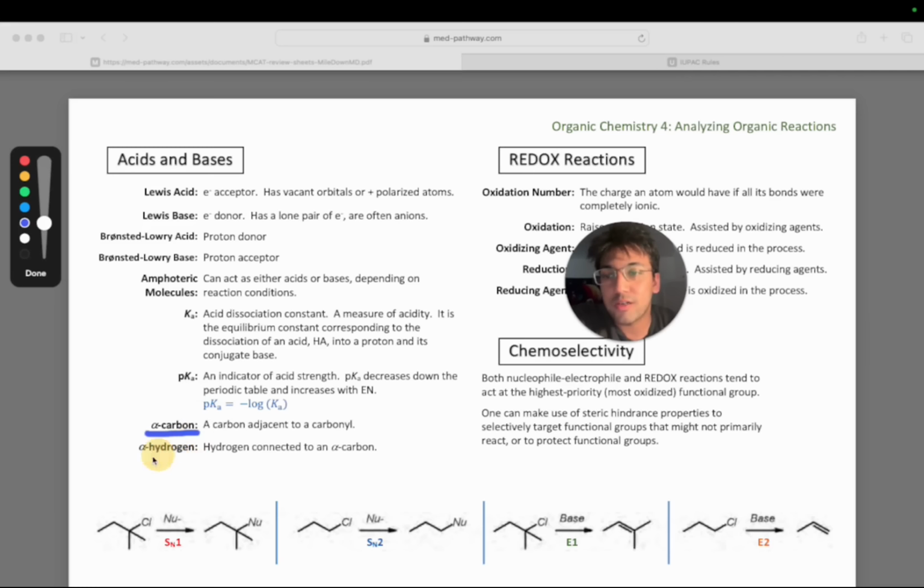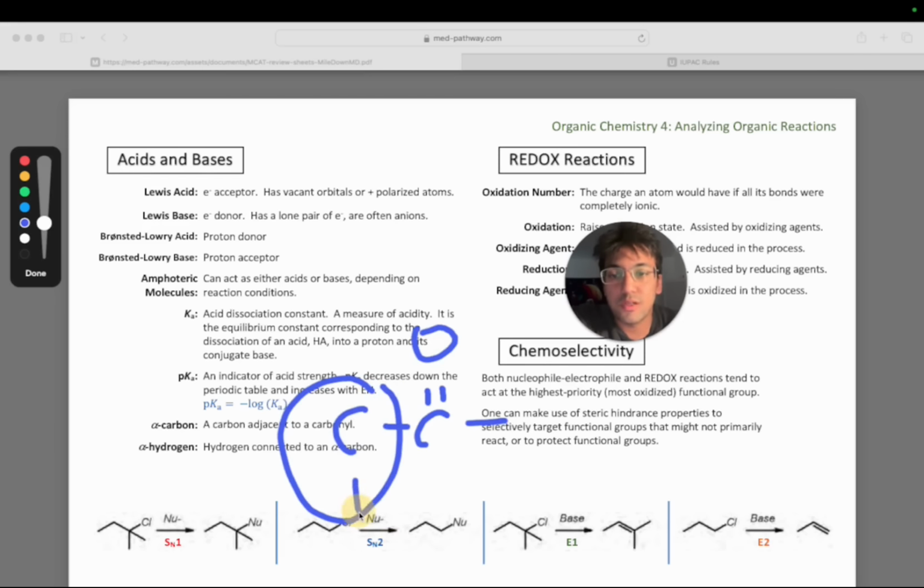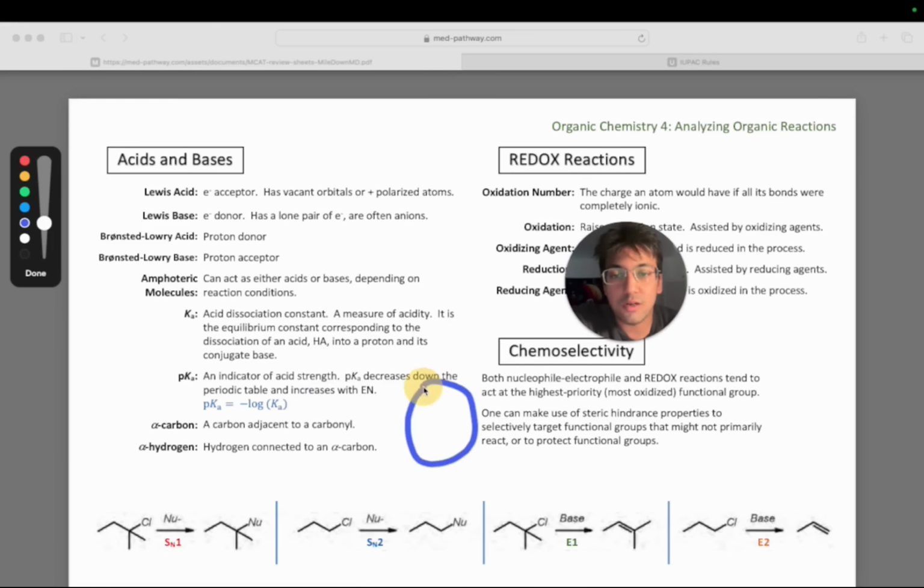Okay, now we have alpha carbons, alpha hydrogens. I've already talked about this, but if you have a carbonyl and then a carbon, this carbon is called the alpha carbon. This hydrogen is called the alpha hydrogen. It's the one that's right next to the carbonyl carbon. This one is not the alpha carbon. This is the carbonyl carbon.